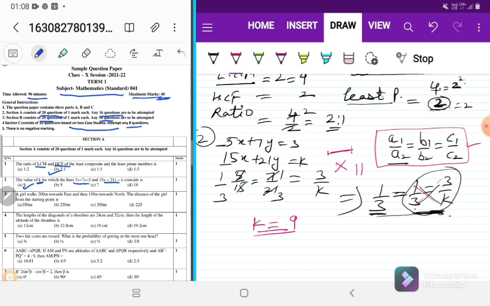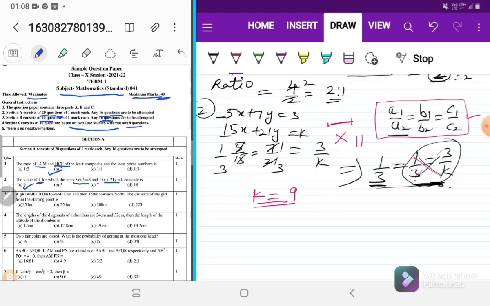Okay, now come to question number 3. So we'll write question number 3 now. So question 3 is, a girl walks 200 meters towards east. According to your statement, you have to make a diagram. If you make the diagram easily, then you can find your answer easily. So what is your question? The girl walks 200 meters towards east.